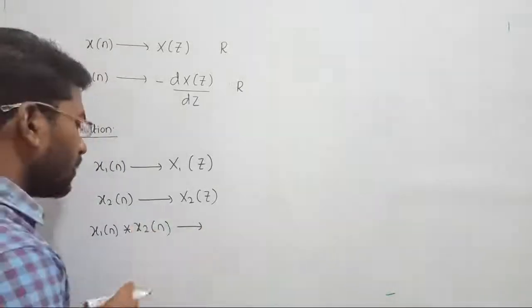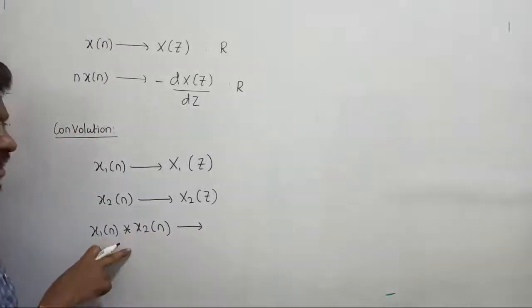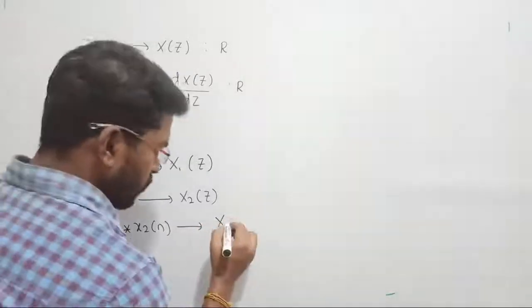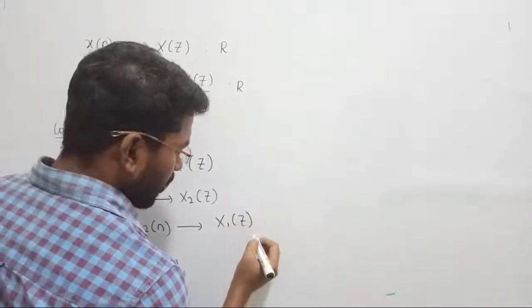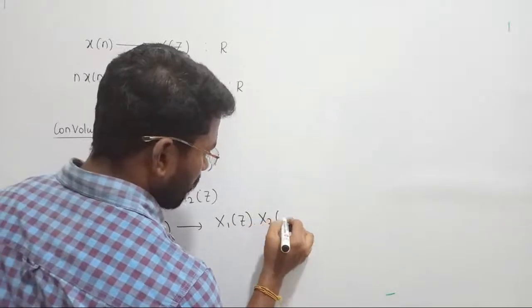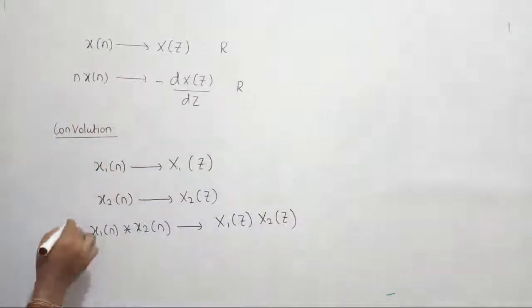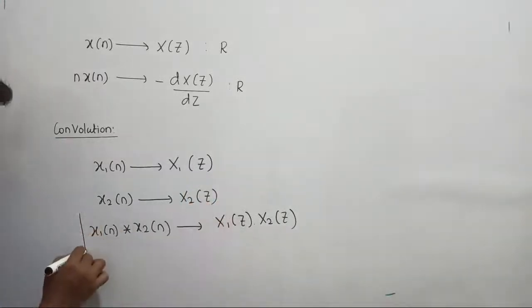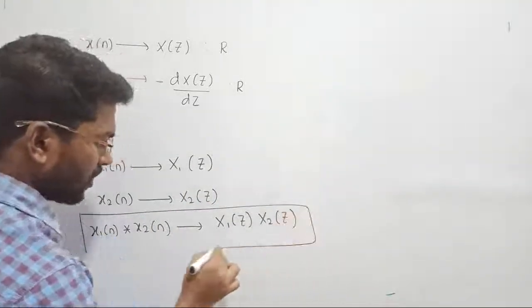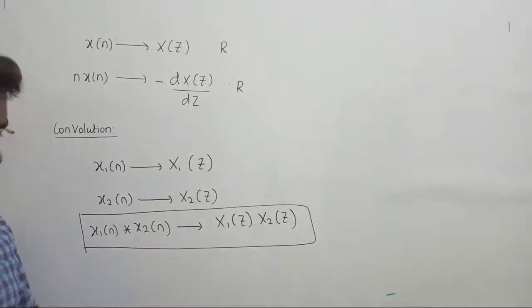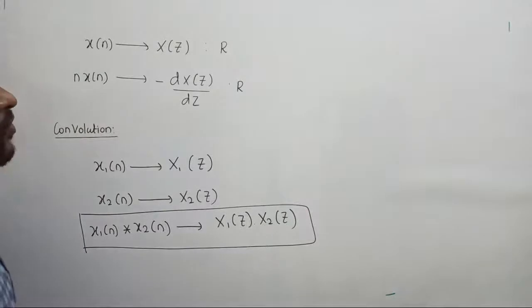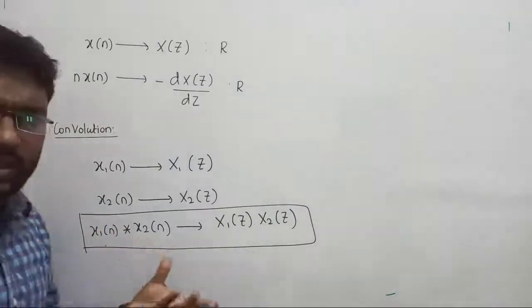If two signals are in convolution in the time domain, then in the z domain they are simply multiplied with each other: x1 of z into x2 of z. That is how we get convolution. I am simply defining the property, not defining any ROC at all. If I have two signals in convolution, this is what we can do. We will see the ROC when developing the equations. Okay, fine, so this is the convolution property that we learned already.